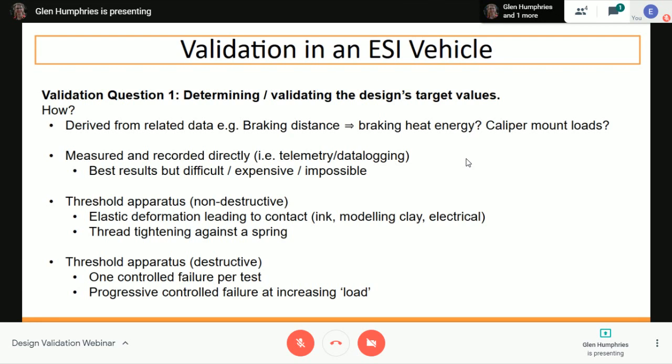So we'll break it up then into non-destructive. This is where we have components, and a lot of this is talking about replacement testing components. So before you actually get your final drive shaft, we're trying to measure how much load, say, last year's car has seen. And we basically come up with test components that slot in the place of your final components and are used to measure these things. So a type of non-destructive threshold apparatus might be something that undergoes elastic deformation and leads to contact.